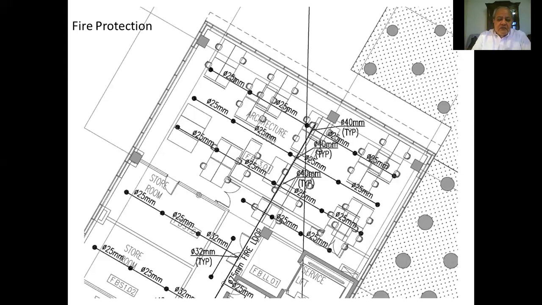Also, we think about the fire protection. Where do we place the sprinkler heads, and how do we connect them with the pipes, and how do we connect them to the main pipe at the location near the road, so that the fire hydrant can come and connect to that pipe.